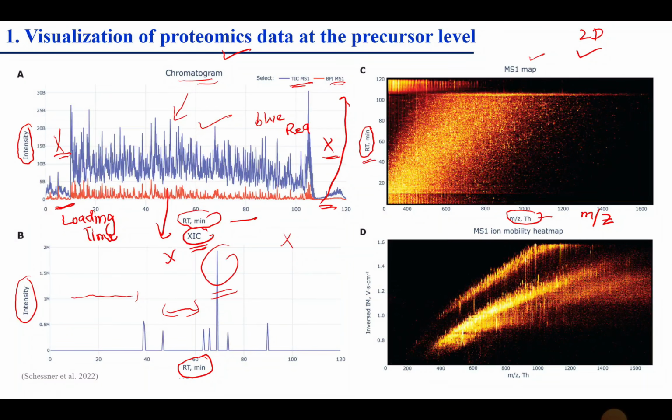And here is the 2D heat map of ion mobility. Later on I will also discuss how these ion mobility heat maps are generated. We have mass to charge ratio, and here we have inverse ion mobility. In reality, these chromatograms usually look like this, but we process these chromatograms in the form of this.